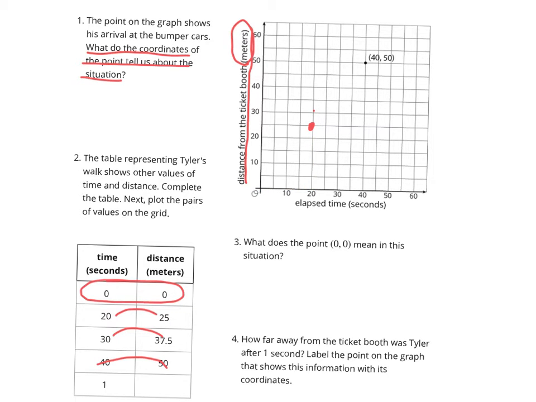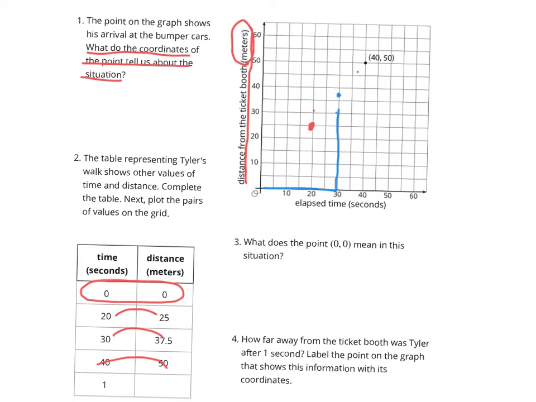My next point would be (30, 37.5). So if I go over 30, up 37.5, well, that's not an exact corner point here. But if this is 30, this would be 35, and this would be 40, 37.5 would be halfway between the 35 and the 40, so it would be right there. And you can see those points, as we start to put them on the graph, fall in that nice straight line, right?